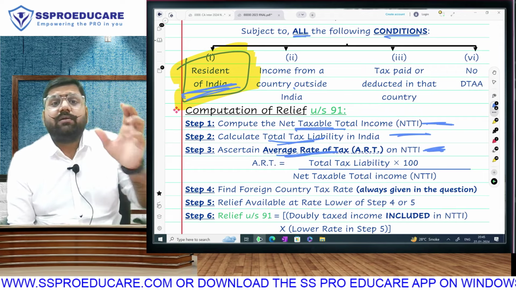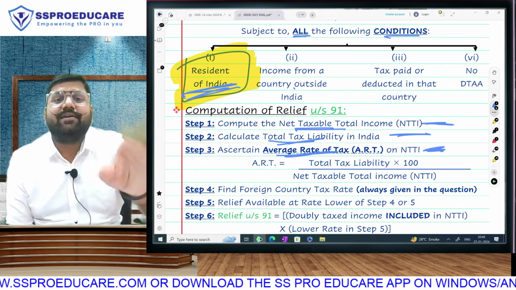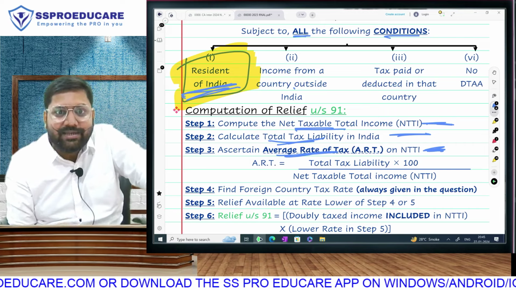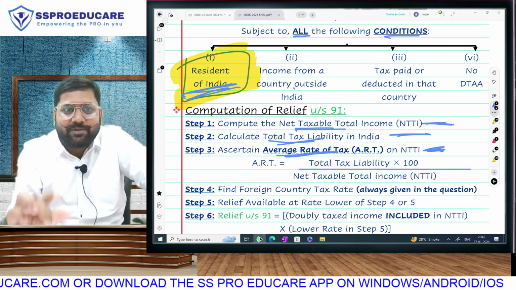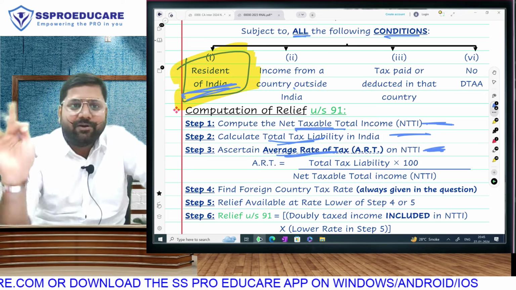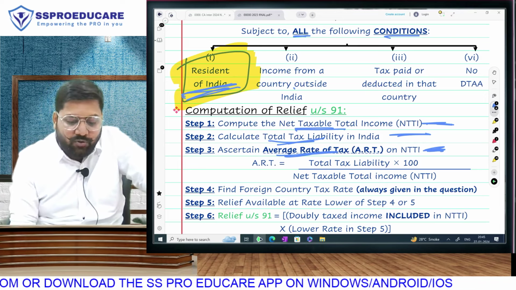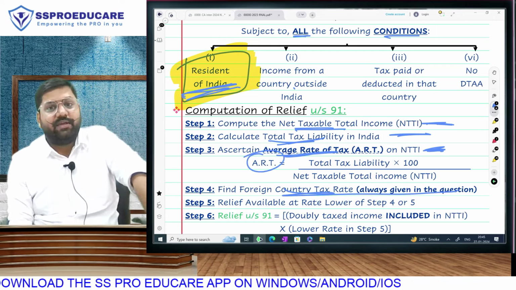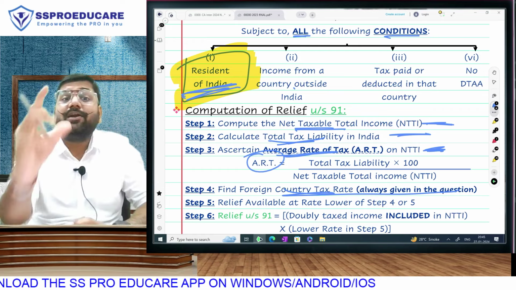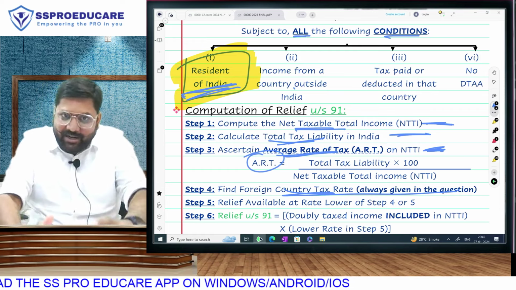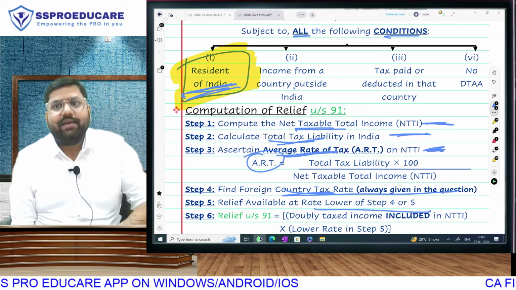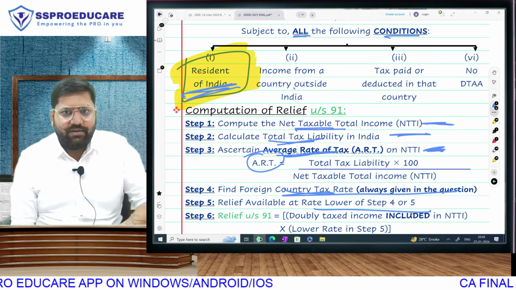Total tax upon total income means on your income, if you apply one rate directly, you will get your tax. Convert your slab rate into a flat rate. Understand like this: total tax upon total income. Convert your slab rate into flat. That will give you your average rate of tax, and this you will compare with the foreign rate, which will be given to you in the question. Indian average rate and foreign given rate, Indian or foreign, whichever is lower, you will get relief under section 91.